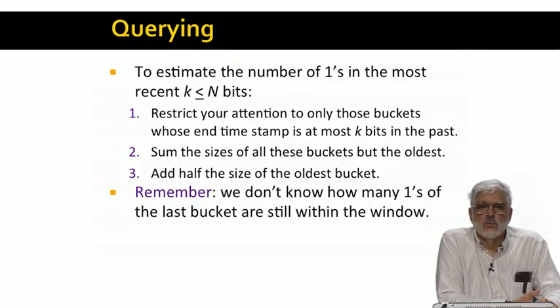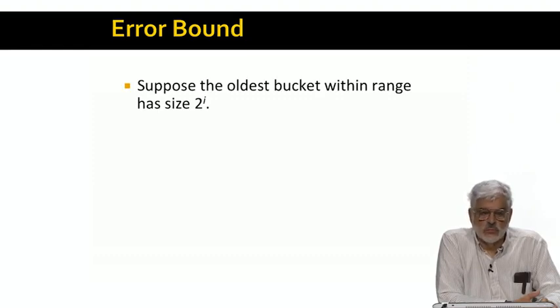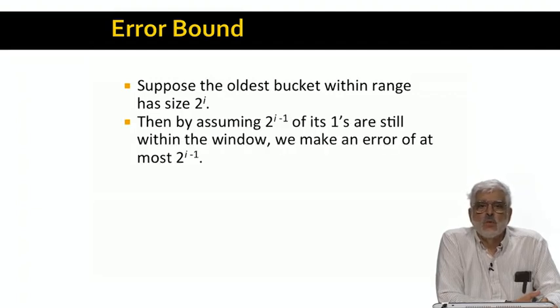The reason we only add half the oldest bucket size is that we really don't know how many 1s from that bucket are still within the range of interest. By guessing half, we minimize the maximum error, as we'll discuss on the next slide. So here's why the estimate can't be off by a factor of more than 50% from the true answer. First, suppose that the oldest bucket in the range we're interested in has size 2 to the i. We assumed half, or 2 to the i minus 1 of its 1s, are among the most recent k bits to arrive. The true number could be anything between 1 and 2 to the i, so our error is upper bounded by 2 to the i minus 1.